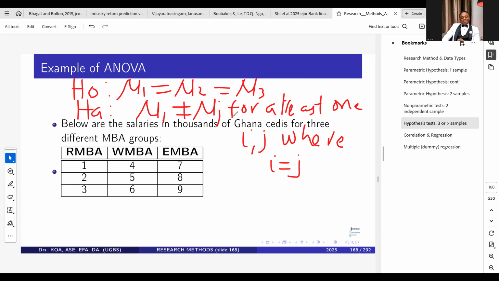Sir, what you are saying is actually a little different from what you are writing. As you said, where i is not equal to j. Oh, sorry, where i is not equal to j. Thank you. So in other words, any sample, which is sample i, is not the same as sample j.